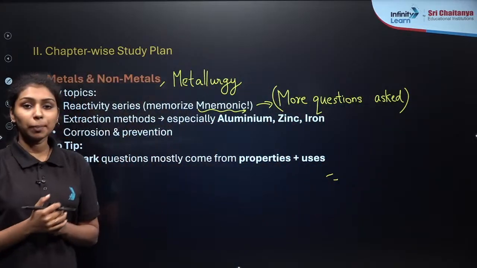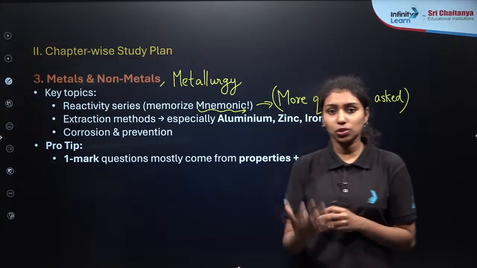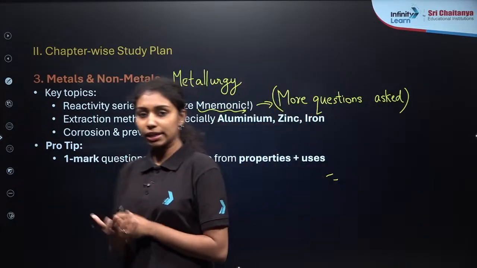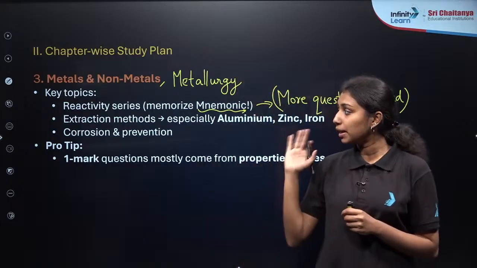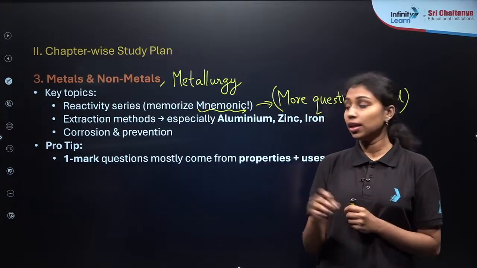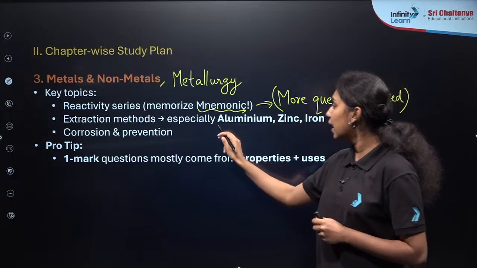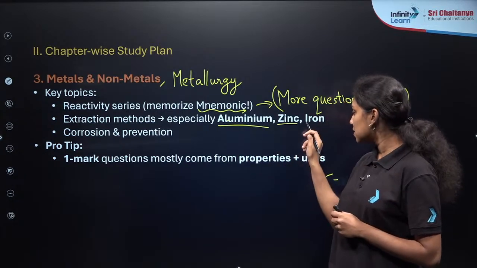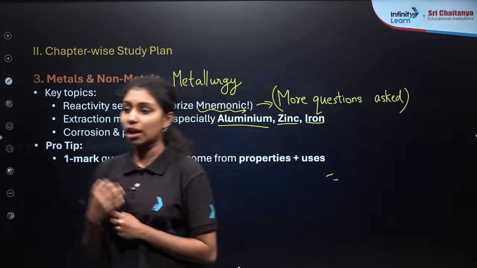Then the extraction method, right? Extraction method means, in the metallurgy part, we have already studied concentration of ore. First we studied the ores, minerals and gangue particles. Then we will be discussing how the metals are extracted from the ores, right? Different methods are there, especially for aluminum, zinc and iron, where we expect special extraction methods like electrolytic refining.